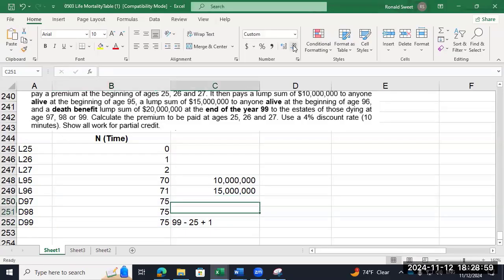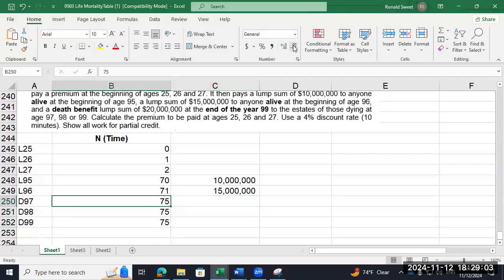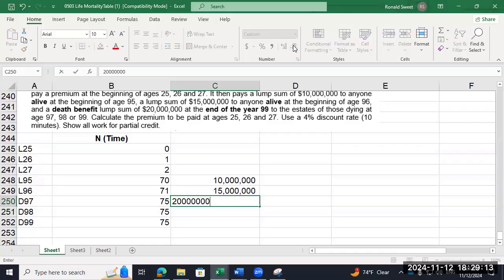Now, if you missed that part of it, I would give you a lot of partial credit. I made it a little confusing. I do like to put a little twist into these sometimes just to make sure. And how much are you going to pay these people? 20 million.